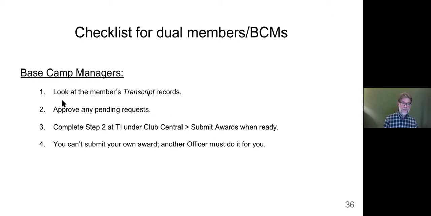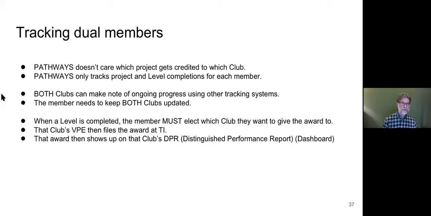For Basecamp managers, you'll get that notice. Look at the members' transcript records, approve any pending requests, complete step 2 at TI if you're going to approve them. It's under Club Central, and submit awards when they're ready, when you're ready to do that. You can't submit your own award, another officer must do it for you. We had that before. Good to remember though.